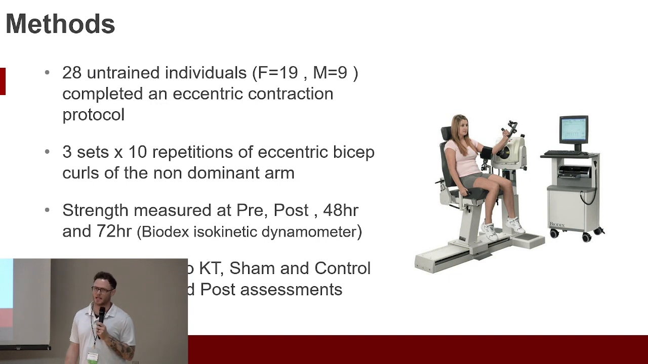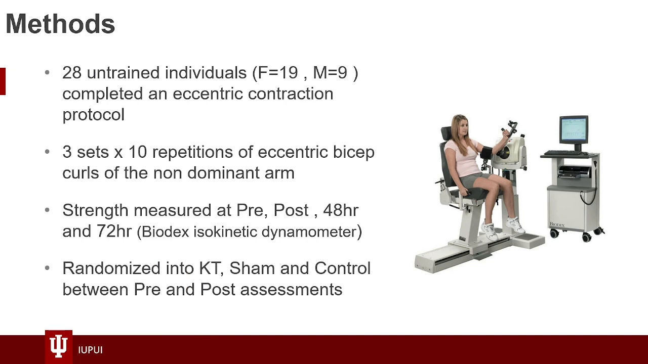The study design included 28 participants. By the end of the study it will include 36 participants, but these are preliminary results based off of 19 females and 9 males. They all went through an eccentric exercise protocol, which was 3 sets of 10 reps of a modified bicep curl of the non-dominant arm. And we took strength measurements immediately before, after, and at 48 hours and 72 hours after the exercise protocol.